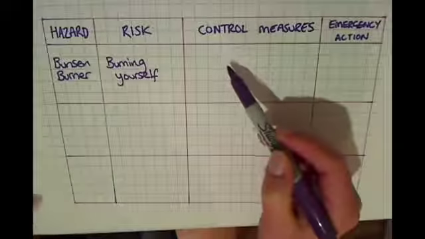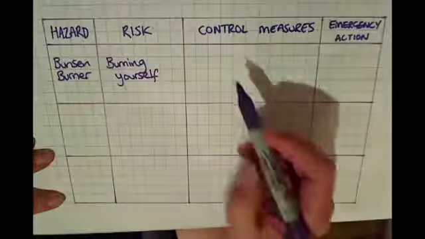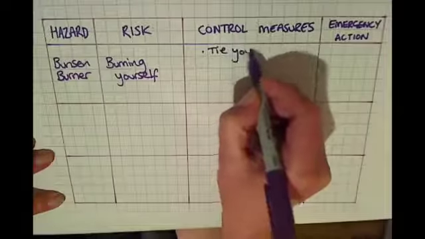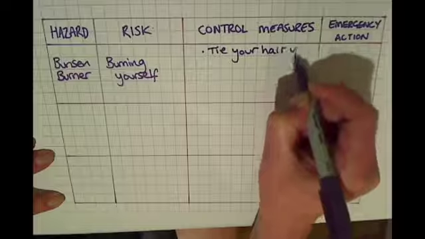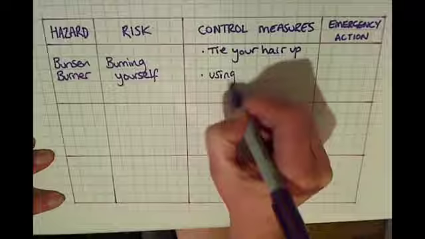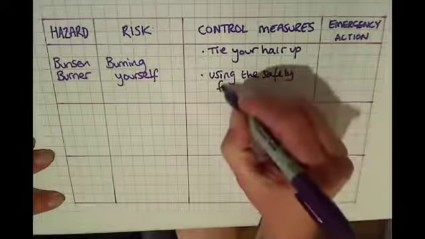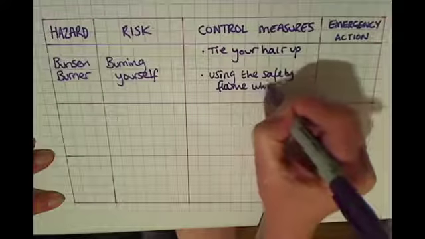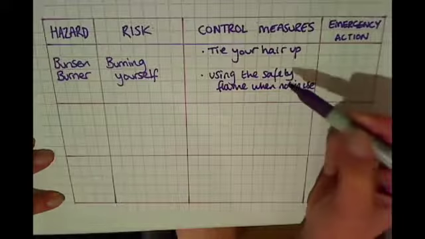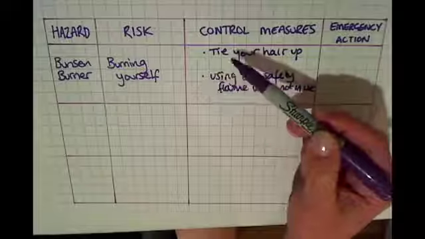And in the control measures, we need to write about what we would do to prevent the risk from happening. So things such as tying your hair up, things such as using the safety flame when not in use, and you could have other things like keeping the Bunsen burner on a heat-proof mat in the middle of the table, for example.